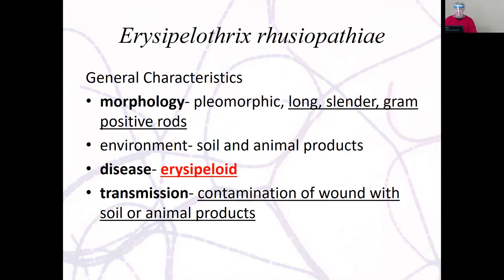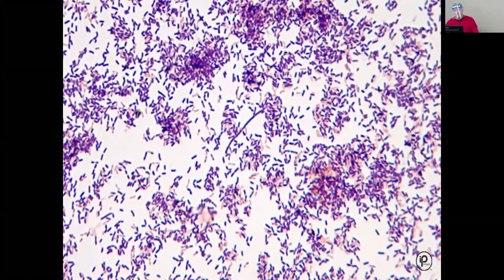All right, morphology: pleomorphic, long, slender, gram-positive rod. Environment: soil and animal products. The disease is erysipelas. Transmission is contamination of a wound with soil or animal products. So we can definitely see this. There it is, gram-positive rod. And this is what I mean, look behind all that. But you've got some, don't give me gram-negative back here. Mine was right opposite. Mine was purple, and then all this was red. So you can definitely see that gram-positive rod.